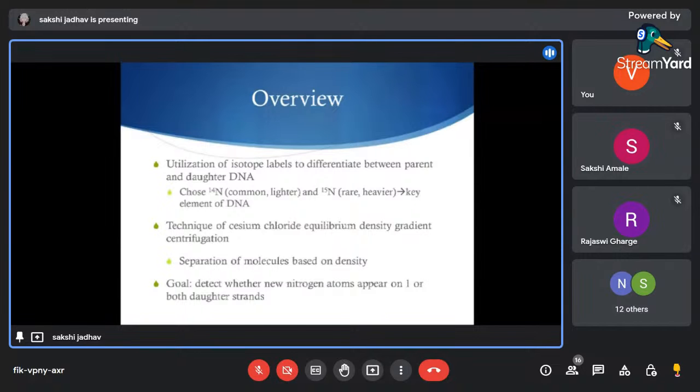Overview: the utilization of isotope labeling to differentiate between parent and daughter DNA. Choose 14N, common and lighter, and 15N, rare and heavier, as an element of DNA. Technique: cesium chloride equilibrium density gradient centrifugation, separation of molecules based on density. Goal: detect whether new nitrogen atoms appear on one or both daughter strands.